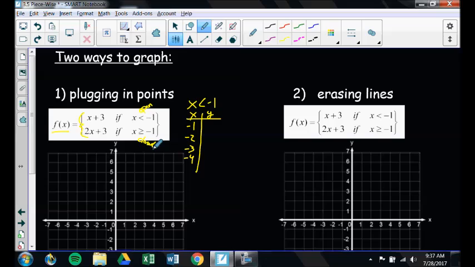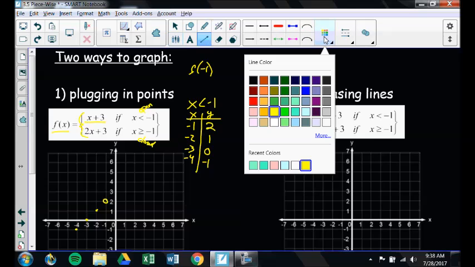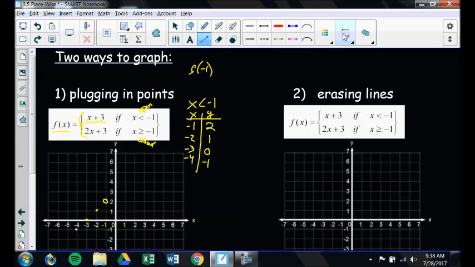But let's plug in numbers. If I do f of negative 1, if I plug negative 1 into this function, I get out 2. If I do f of negative 2, I get out 1. F of negative 3 is 0. F of negative 4 is negative 1. So I have negative 1, 2. That's an open circle. Negative 2, 1. Negative 3, 0. Negative 4, negative 1. I have this line. Make sure this line's set up the way that I want it to be set up. Yeah, that'll work.